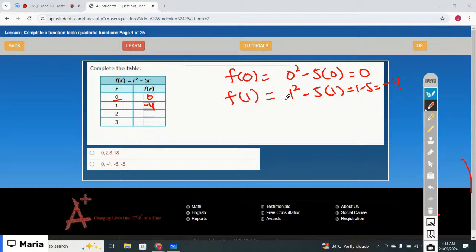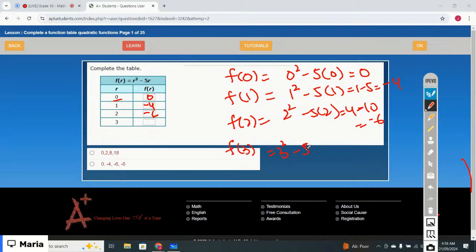The next one is f of 2. 2 squared minus 5 times 2. 2 squared is 4, and 4 minus 10 is negative 6. So here you have negative 6. The next one is f of 3. That is 3 squared minus 5 times 3. 3 squared is 9, and 9 minus 15 is negative 6.